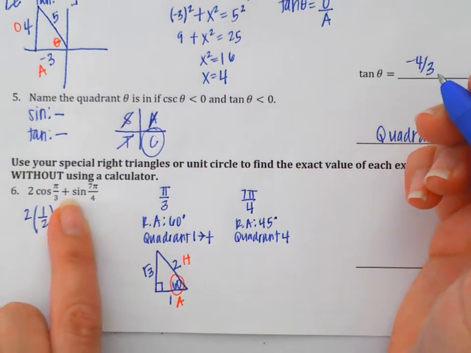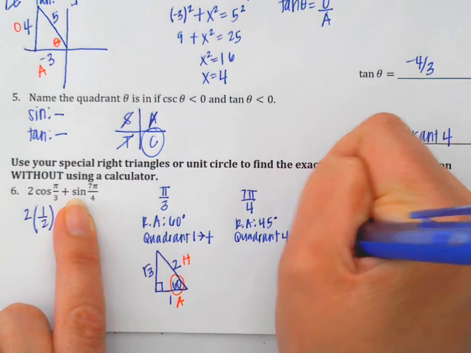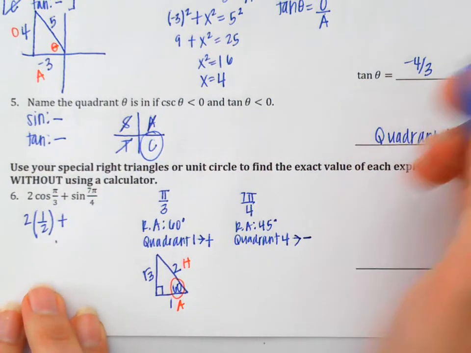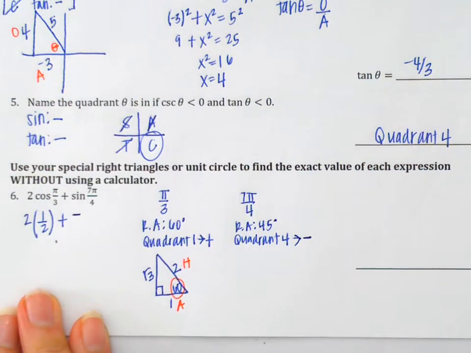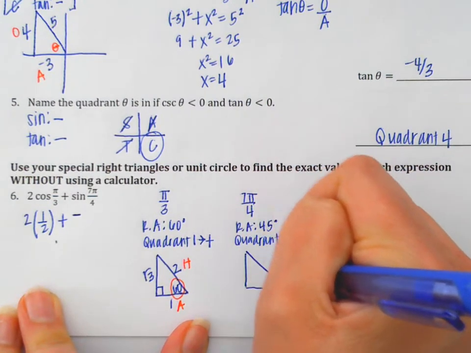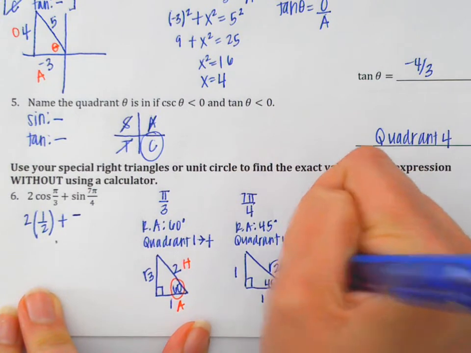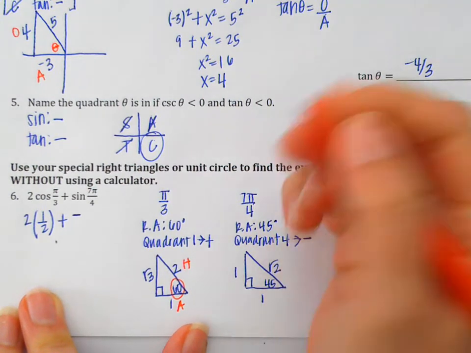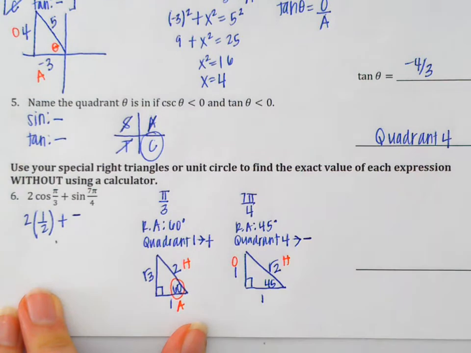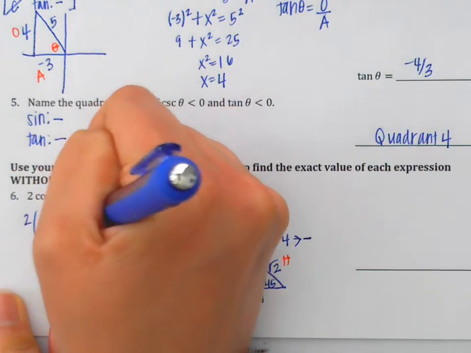In quadrant 4, all students take classes, so sine is negative. Sometimes I'll actually put the negative in my answer to start, because that helps me to remember. Then I draw my special right triangle: 1, 1, and rad 2. Sine is opposite over hypotenuse, so 1 over rad 2, which we would rationalize the denominator to be rad 2 over 2.